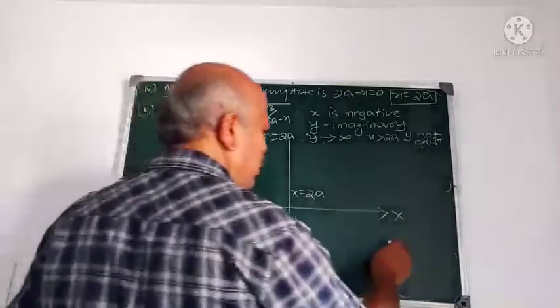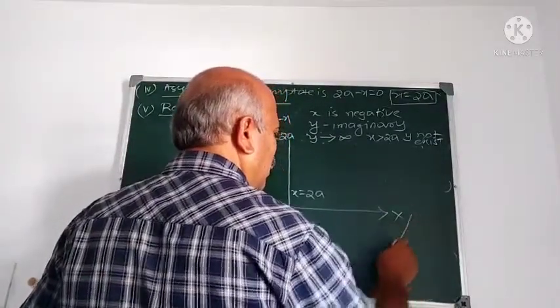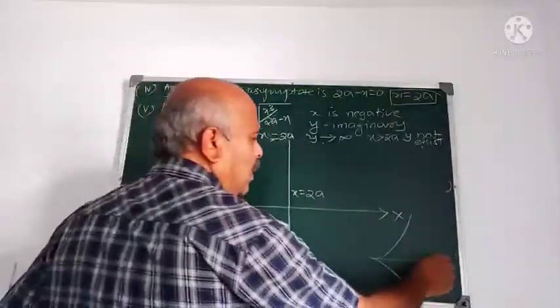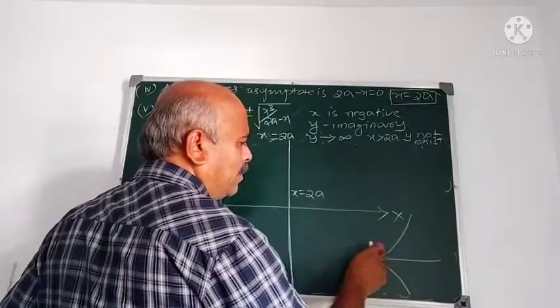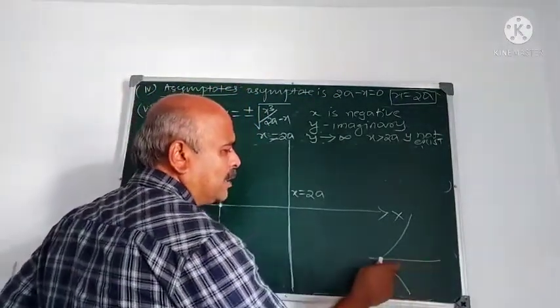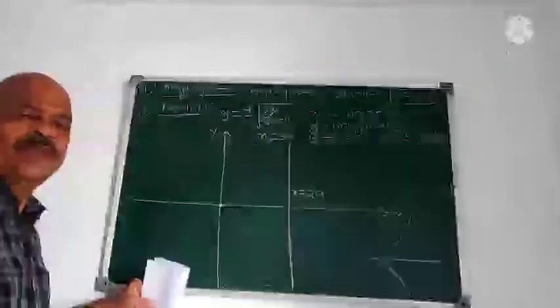What do you mean by cusp? See, the cusp is like this. Because there pass two branches of the curve, but the two tangents to the two branches are coincident. Therefore, origin is a cusp.